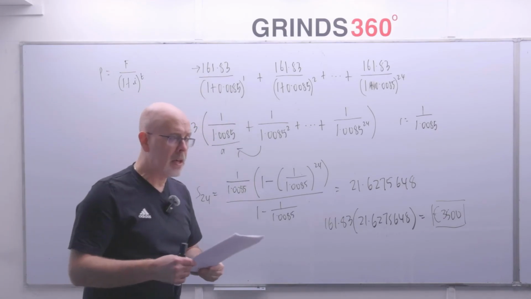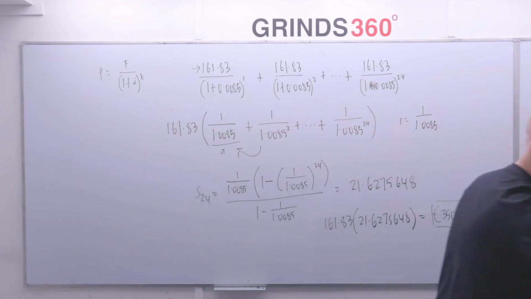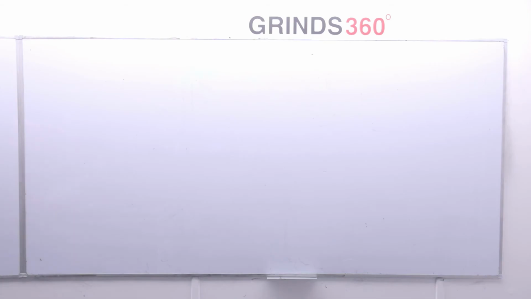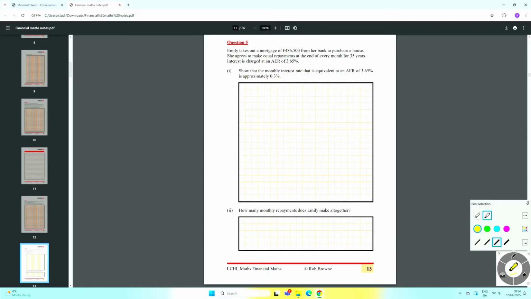Right? So look at question 5 then. Right, so on the next page. So let's have a look at question 5. So what do we got here? It says Emily takes out a mortgage of 486,500 euro from her bank to purchase a house. She agrees to make equal repayments at the end of every month. So it's at the end of every month for 35 years. And interest is charged at an AER, or annual equivalent rate, of 3.65%.